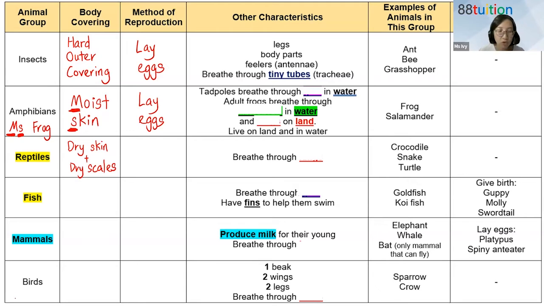All right, so Clarice, do you remember how reptiles reproduce, lay eggs or give birth? Okay, good job, Zoe. Clarice, do you remember how reptiles reproduce, lay eggs or give birth? Reptiles like crocodiles, snakes. Good job, Clarice. Lay eggs. All right, let's move on to fish.